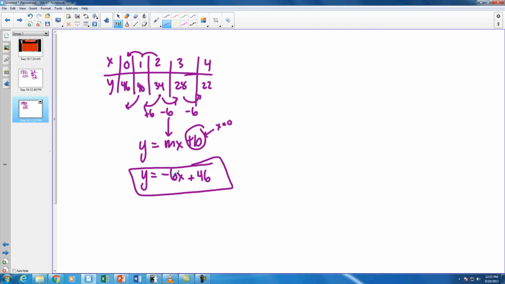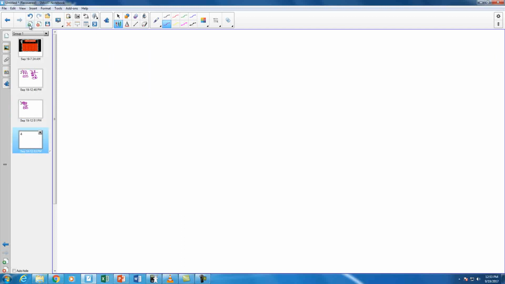So you have the slope value, and then you have the number that your value is when x is 0. So that was question number 3. Question number 4 is a word problem. I'm going to read it, and then we'll just go from there.